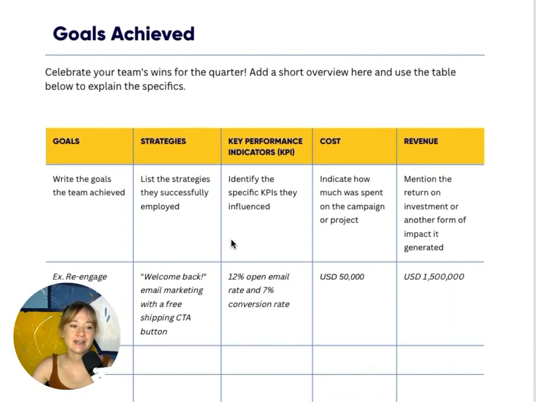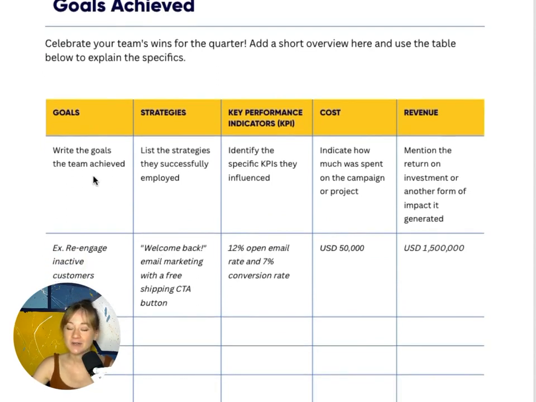Now we're going to look at the goals achieved for the previous quarter first. So again, we're copying, duplicating this, so we don't have to redo a lot of this. You'll have your goals from the previous quarter here. Write down the goals, what strategies you used, and what KPIs, or key performance indicators, you're using to identify this was a success or this was a failure.